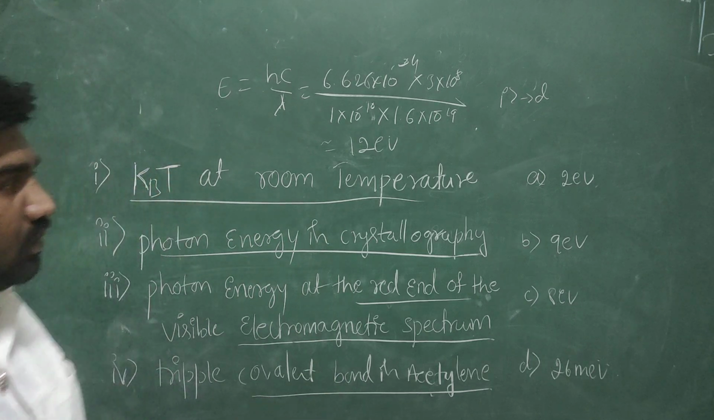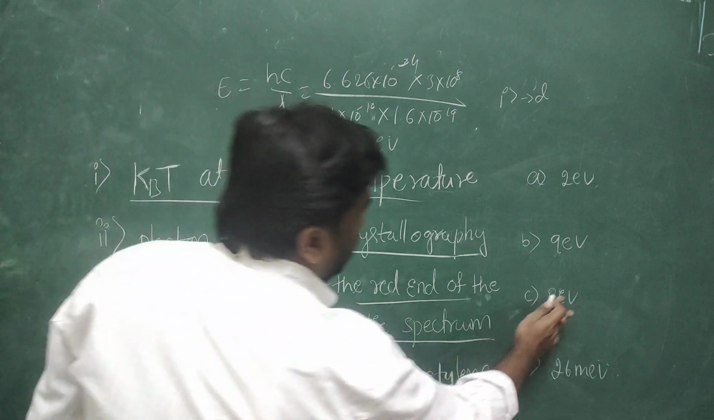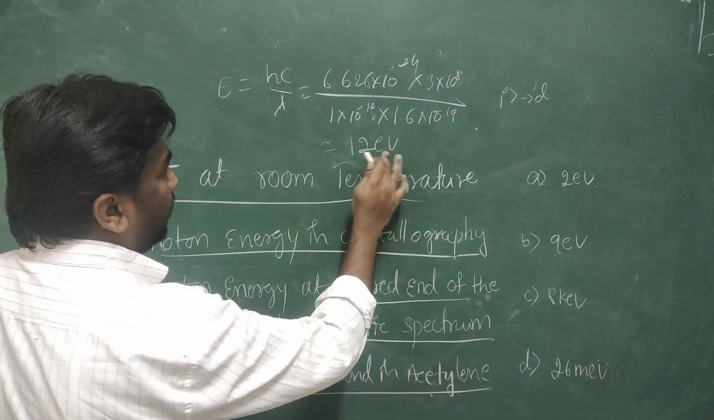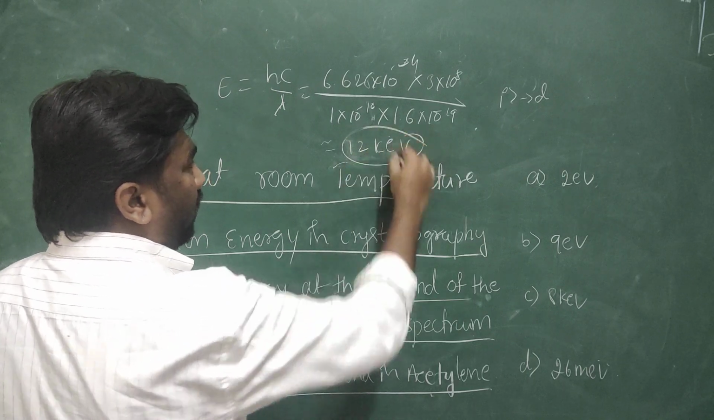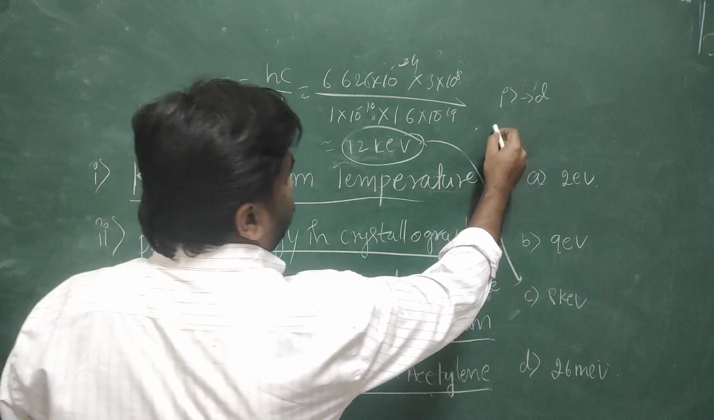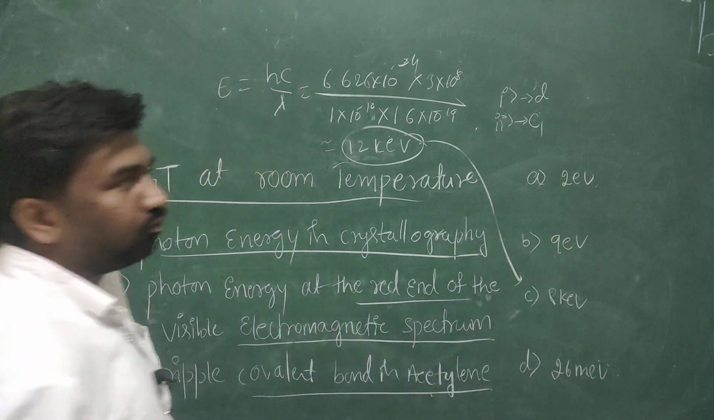One minute, I will tell you that. Option B. So this is 8 kilo electron volt. So here we will get 12 kilo electron volt, and 12 kilo electron volt is very near to 8 kilo electron volt. So 2 tends to C.